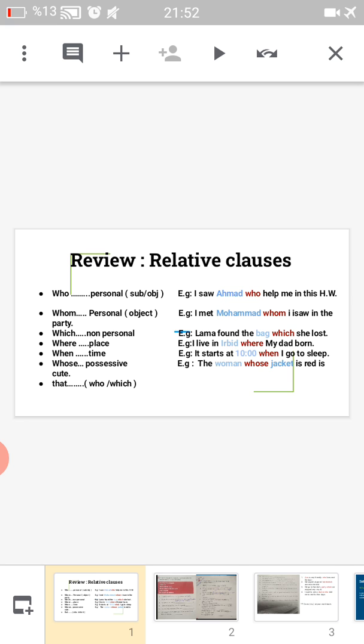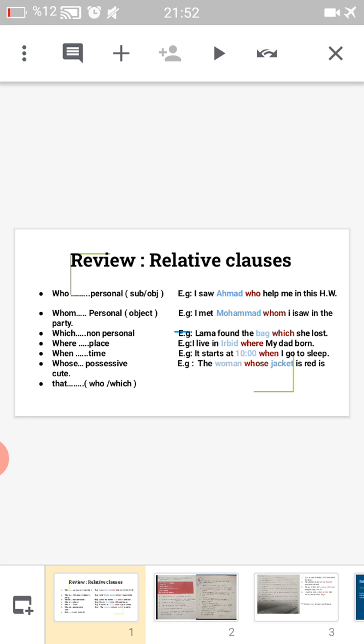Where refers to a place. For example, I live in Irbid where my dad was born. Irbid is a place, so we use where. When refers to a time. For example, it starts at 10 o'clock when I go to sleep. 10 o'clock is a time, so we use when.